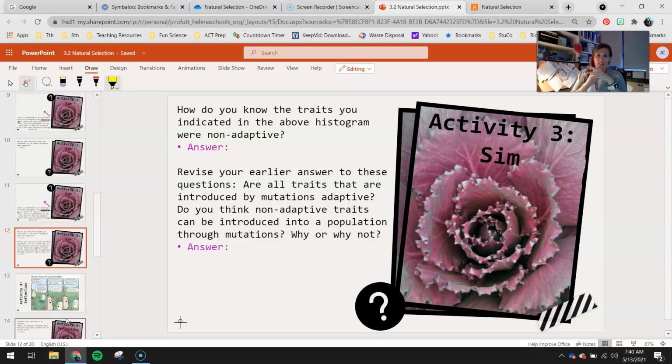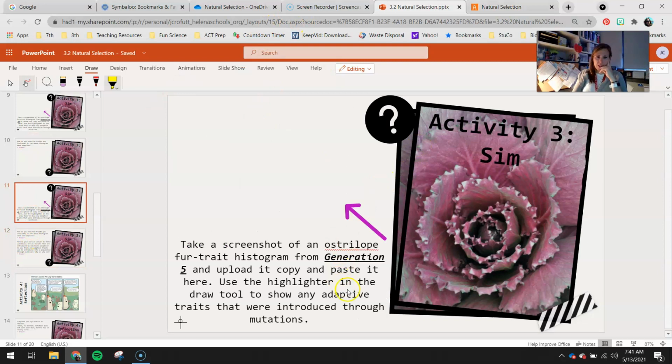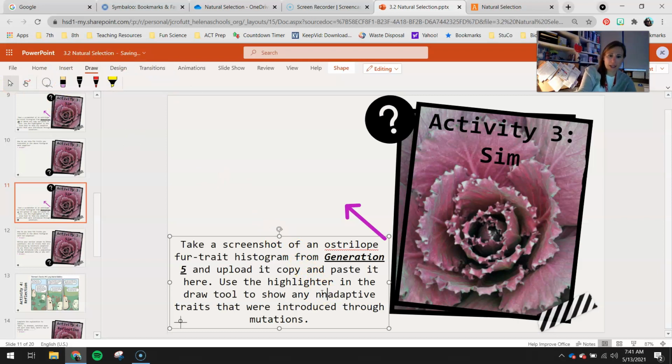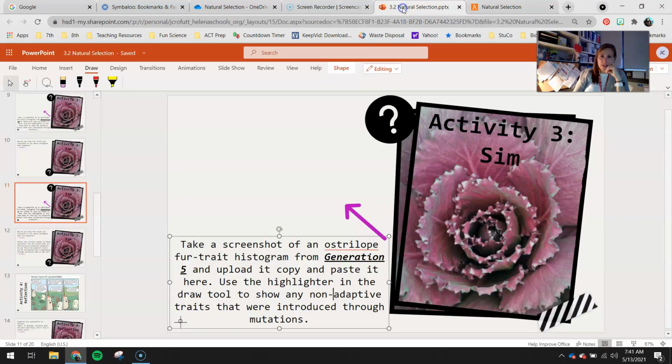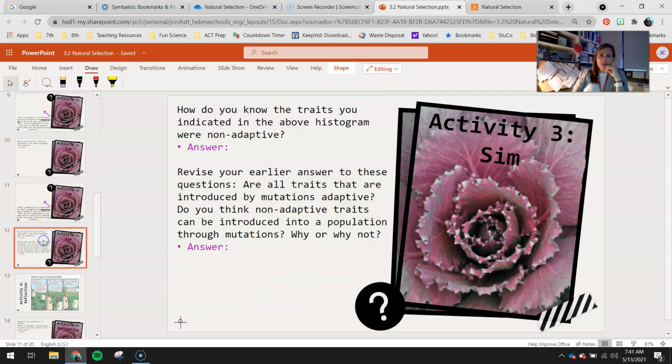Okay, so let's actually have that be, sorry, I'm going to reverse you guys real quick. I think this one's supposed to be any non-adaptive traits. So on this one, I want you guys to highlight any non-adaptive traits. Okay, and just after generation 5, I think is supposed to be the correct thing there. I think I did some copy and pasting errors. All right, so then how do you know that the highlighted columns you guys did in that were non-adaptive?